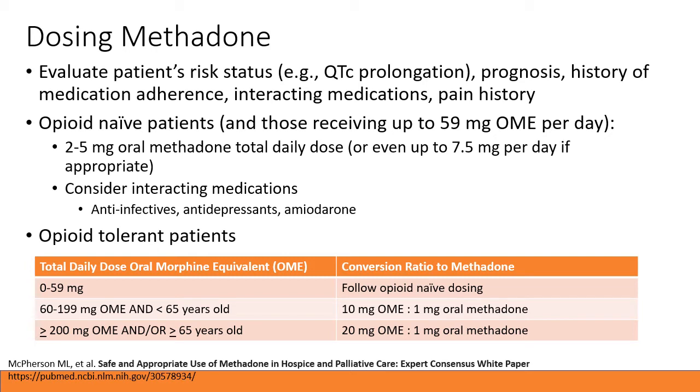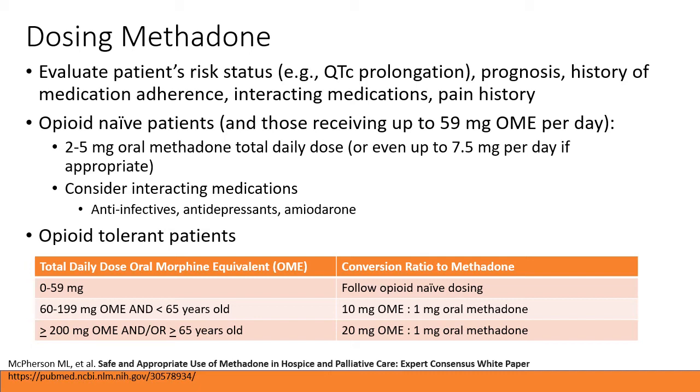So what guidance do we have in dosing methadone? We did publish a paper on the safe and appropriate use of methadone in hospice and palliative care, and these are the guidelines that we recommended in that paper. For an opioid naive patient, which includes anyone getting up to 59 milligrams a day of oral morphine equivalent, we say anywhere from 2 to 5, or if you really want to press it, up to 7.5 milligrams per day of methadone. But frankly, we prefer the 2 to 5.